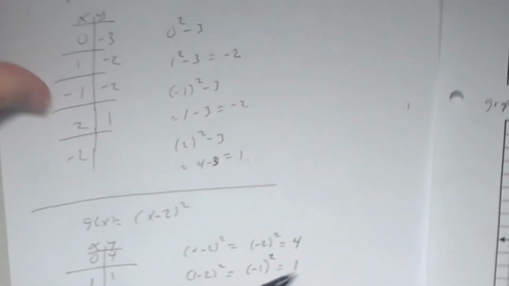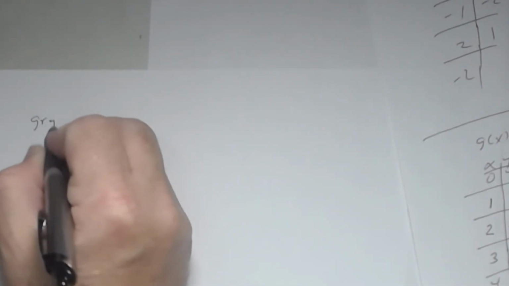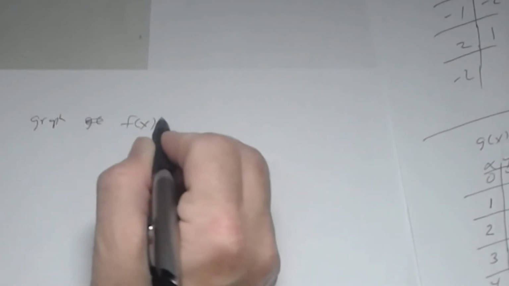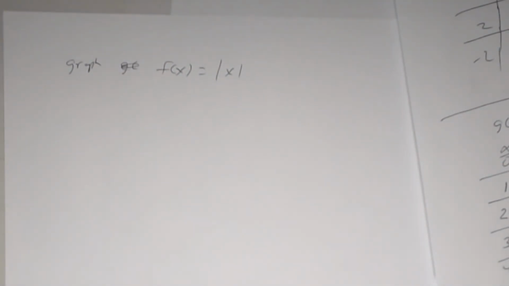Now let's look at this. Okay, let's graph f of x equals absolute value of x. I think I ran out of graph paper. I'm good, I'm not going to use it. You need it. Give it to me. Thank you.